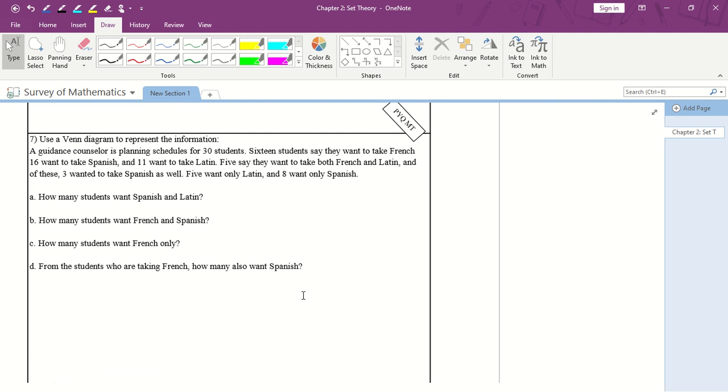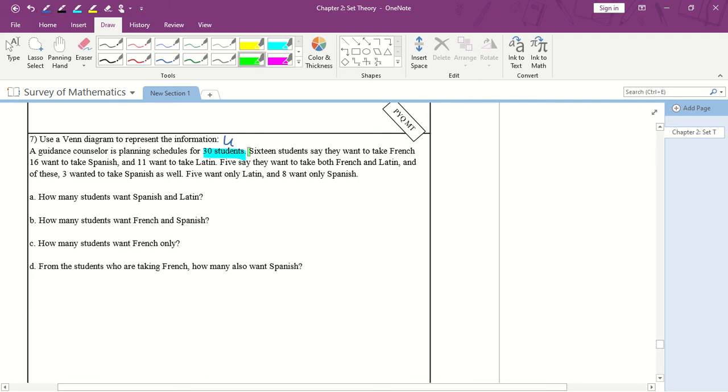Use a Venn diagram to represent the information. A guidance counselor is planning a schedule for 30 students. Okay, 30 students, which means that that is the universal set. So let me highlight it. 30 students, that is the universal set.